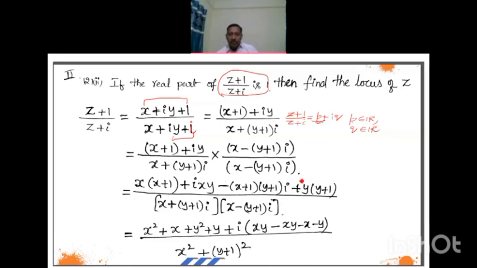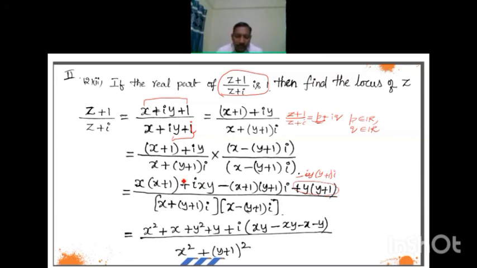Minus of iy into y plus 1 into i you get, but i square is equal to minus 1, so that we get plus y into y plus 1. This is the only thing you might not have identified, that I have skipped, because we have discussed it in many of the simplifications. So upon simplification, now these two parts relate to the real part.